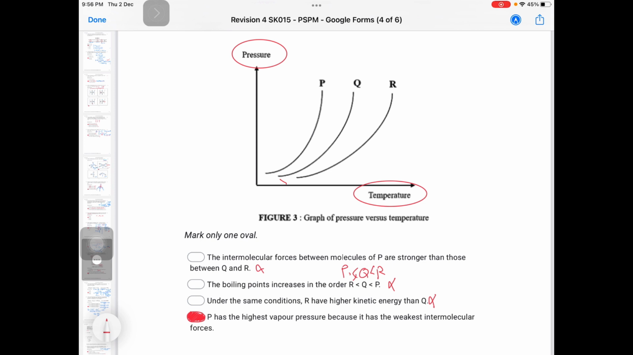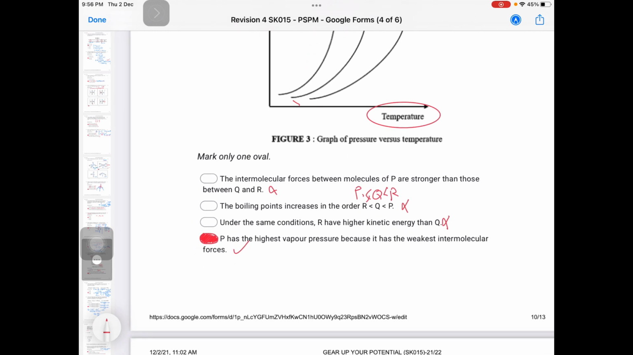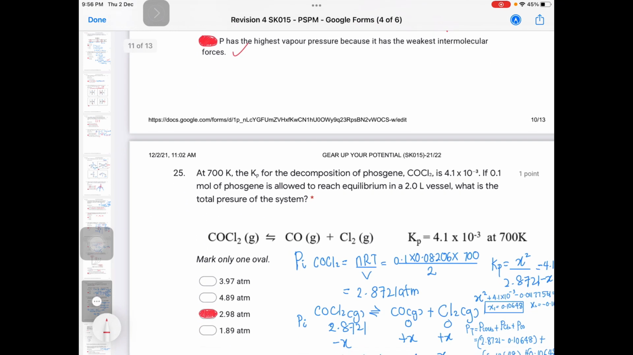Under the same condition, R have higher kinetic energy than Q. R lebih tinggi daripada Q. Salah. Kinetic energy untuk Q lebih tinggi daripada R. So P has the highest vapor pressure because it has the weakest intermolecular force. Betul? Sebab dia mempunyai weakest intermolecular force, that's why dia mempunyai highest vapor pressure. So the answer is option yang keempat.